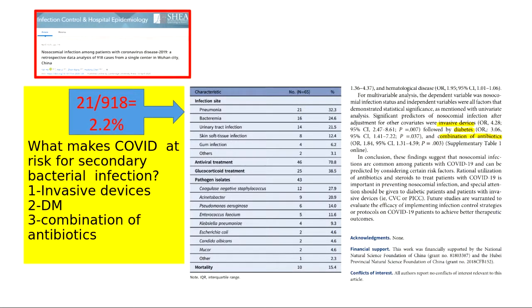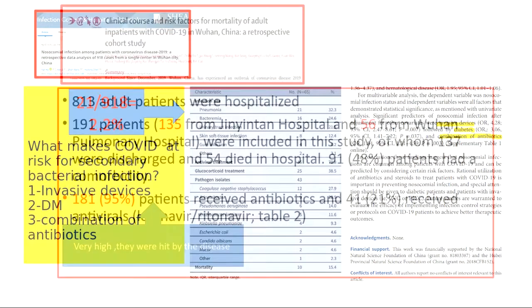They looked at what causes infection. If you have a central line, if you have diabetes, and if you add antibiotic to your patient, they're more likely to get UTI or CLABSI. And the infection rate was 2%. So out of 918, 2% had bacterial infection.